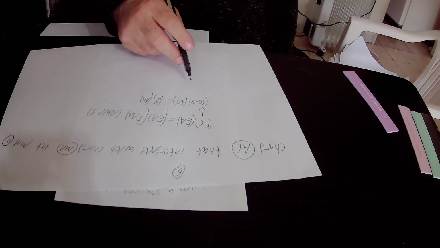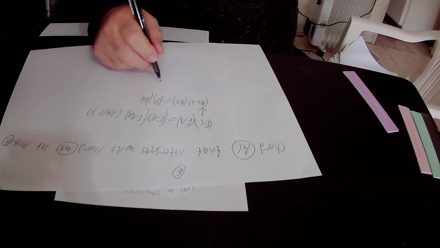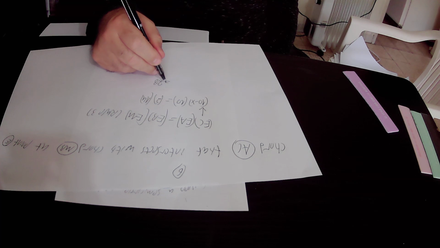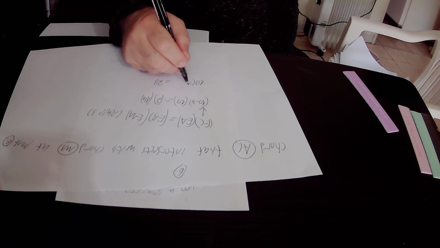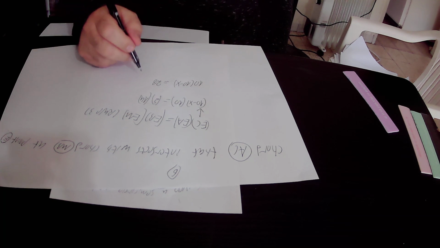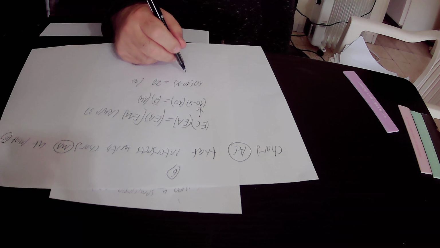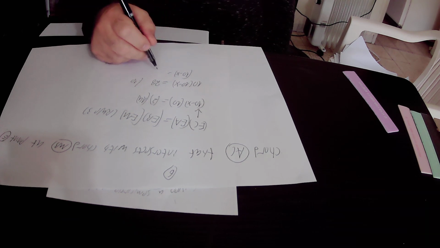So 10 minus X times 10 equals 2 times 14. 2 times 14 is 28. So 28 equals 10 times 10 minus X. Here we will divide this equation by 10 and we get that 10 minus X equals 28 over 10, which is 2.8.